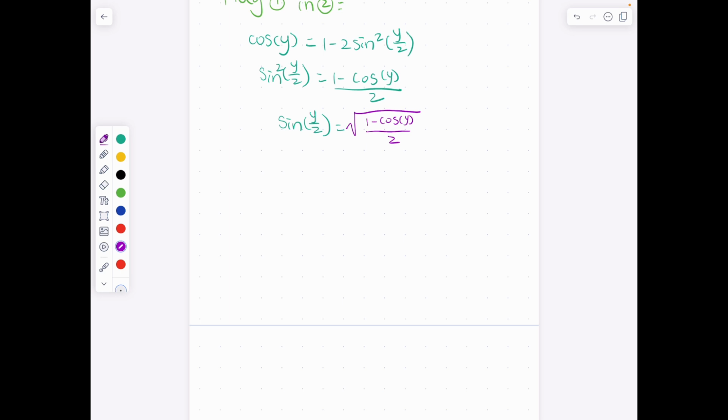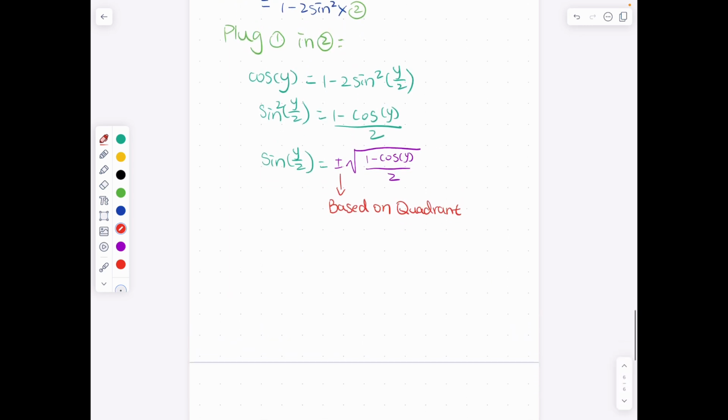Alright, great. But don't forget that there's still the plus and minus. And this time, because we take the square root for sine of y divided by 2, the plus and minus is based on the quadrant. That is very important to remember. Okay, and now we can move on.